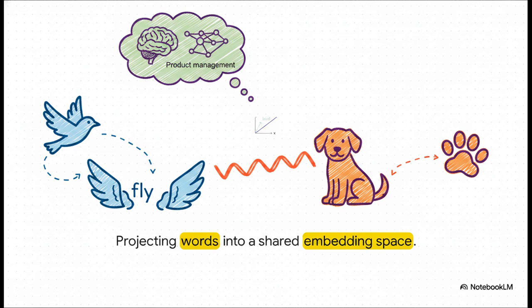To visualize this, imagine projecting the words bird, dog, and fly into a shared space. The absolute magic property here is that spatial distance literally equals semantic dissimilarity. Bird and fly are going to cluster close together because they share a lot of semantic context. But dog? It's chilling much further away. We've taken abstract concepts and turned them into measurable coordinates.